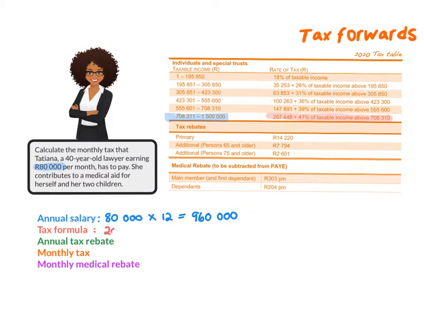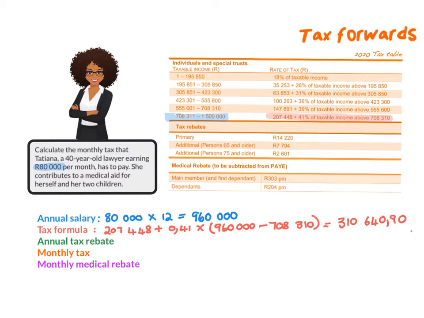So it starts off with 207,448 Rand plus 41%, and you can write this as a decimal of 0.41, multiplied by, and here is where you need to be very careful. It says the amount above or more than 708,310. So that means you need to take her salary and you need to subtract the 708,310 from that. This gives me an annual tax amount of 310,640 Rand and 90 cents.